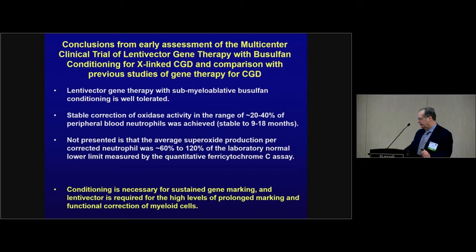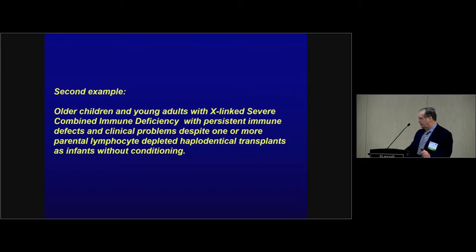So what do we conclude? Conditioning is absolutely necessary for sustained gene marking, and lentivector is required for the high levels of prolonged marking and functional correction of myeloid cells. So I'm going to use as a second example our study of older children and young adults with X-linked severe combined immune deficiency who have persistent defects and clinical problems despite one or more parental lymphocyte-depleted haplotransplants as infants.